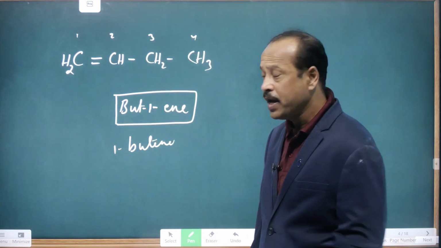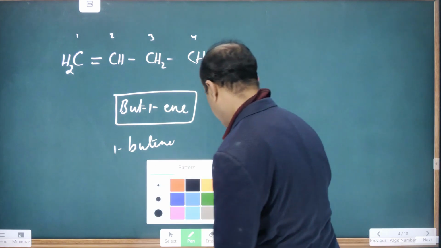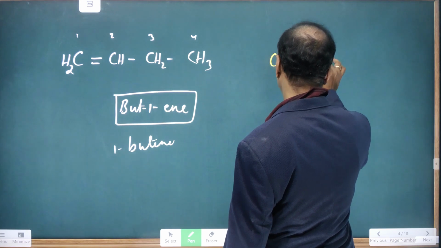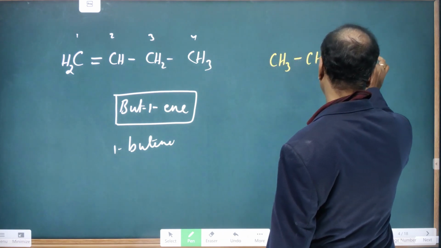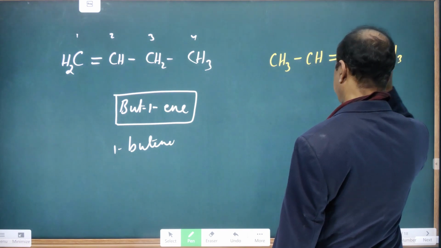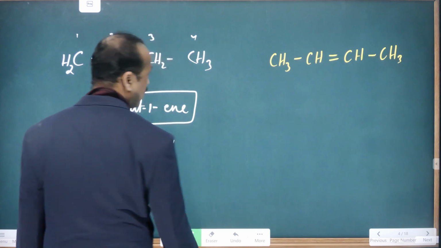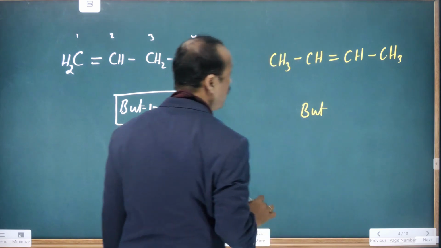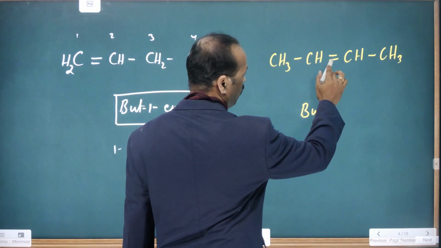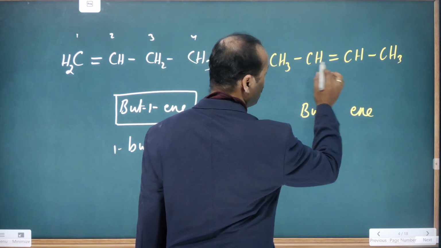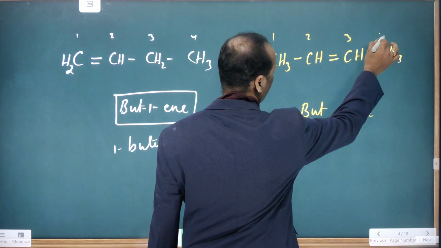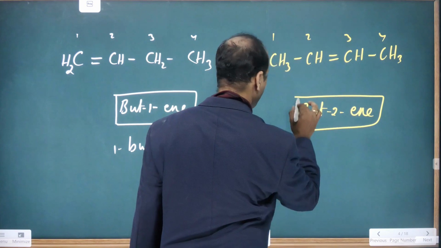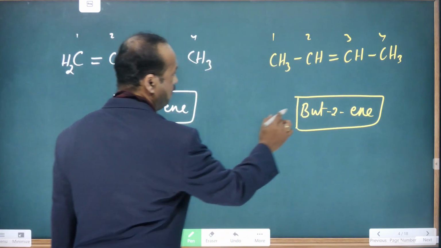Now the same structure I'll write like this. Here I'll change the color. So CH3 CH double bond CH CH3. Okay. Now here you see how many carbons are there? 4 carbons. 1, 2, 3, 4 means what? But. Right. Now whether all single bonds? No, this is a double bond. So double bond means what? Ene. But this double bond is present between which carbons? 1, 2, 3, 4. So we have to write 2. So 2-ene. Now see the difference. What's the name of this one? 1-butene, 2-butene.